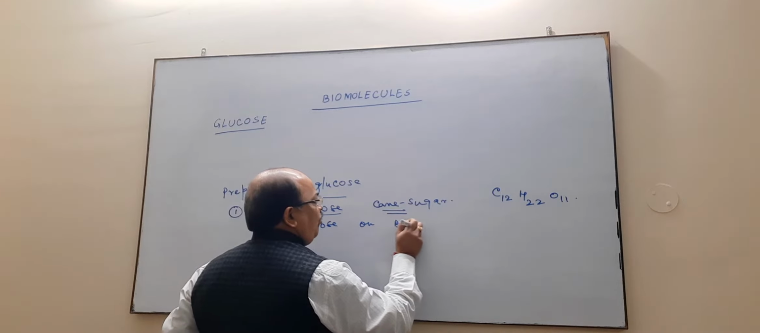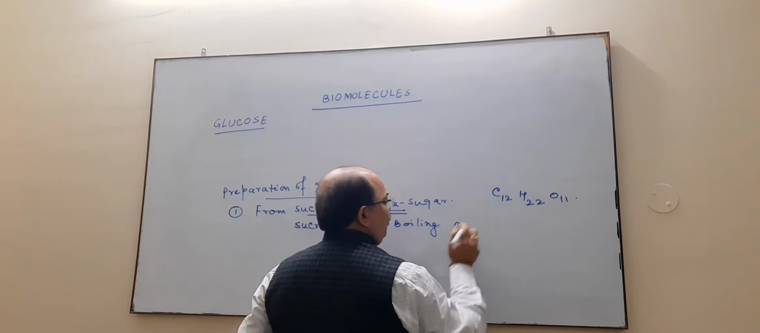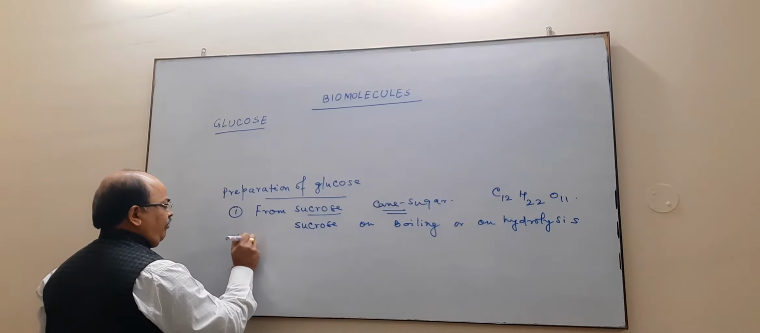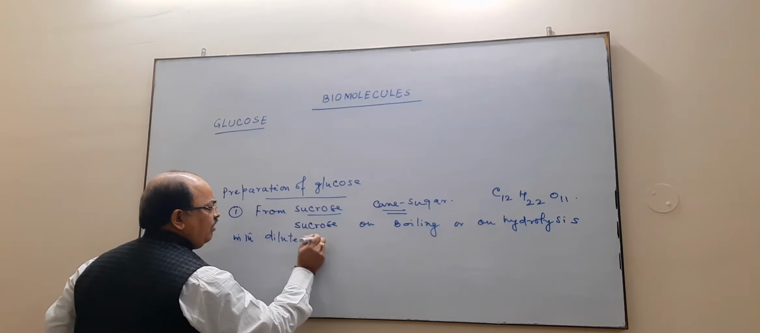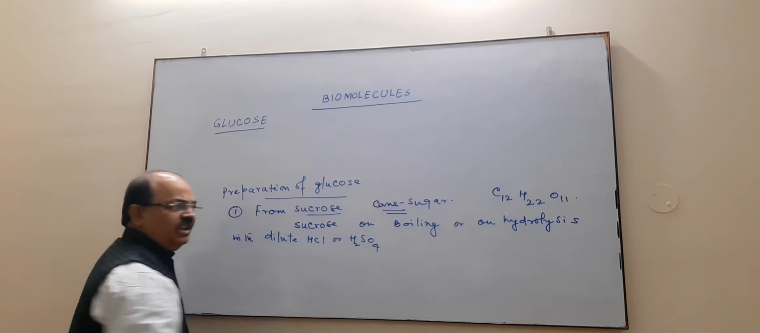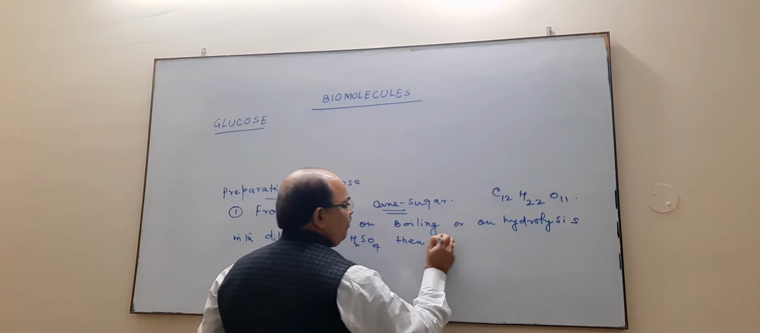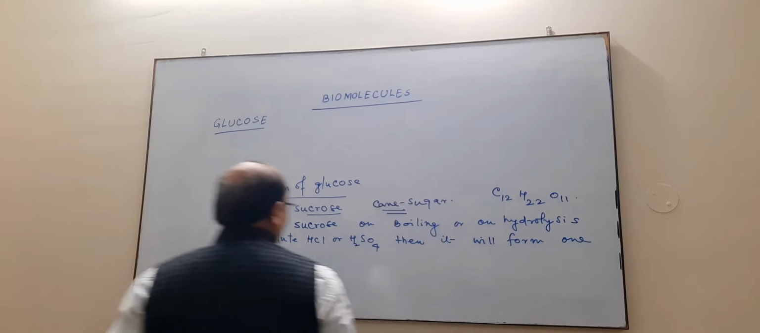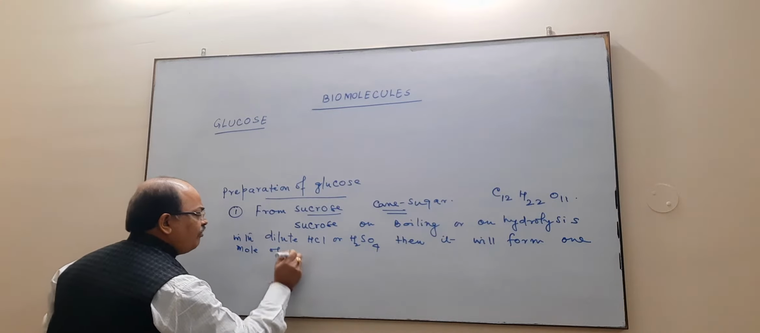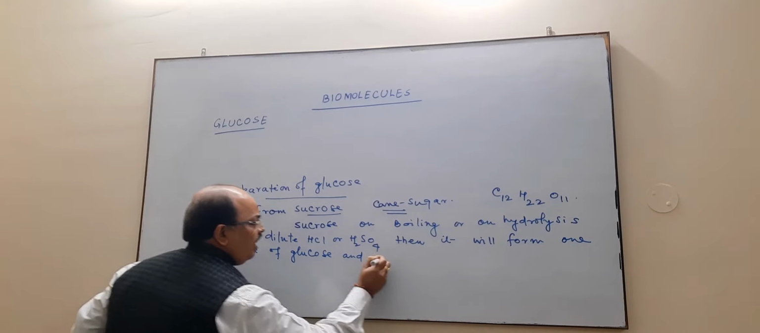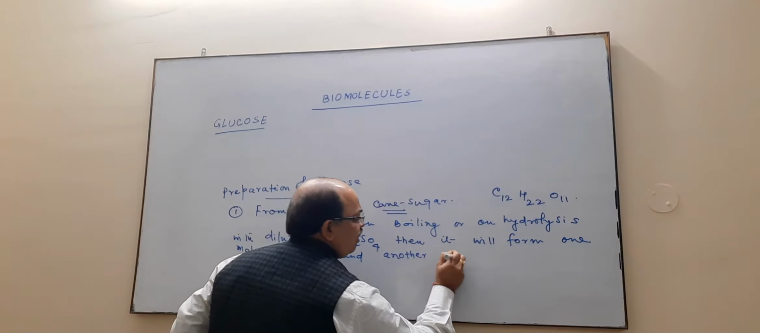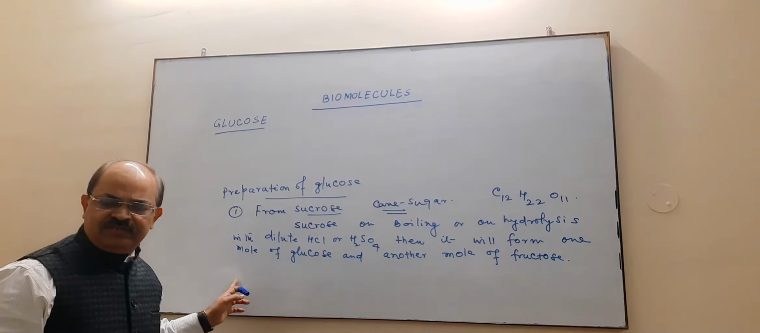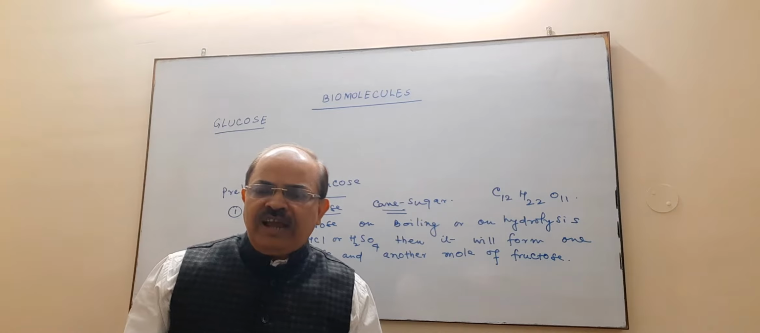So sucrose on boiling or on hydrolysis with dilute HCl or sulfuric acid will give 1 mole of glucose and another mole of fructose, because sucrose is a disaccharide which is made up of glucose and fructose.